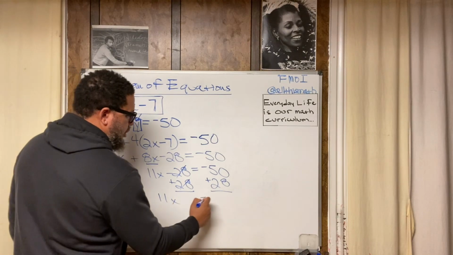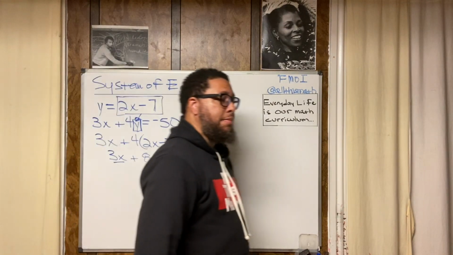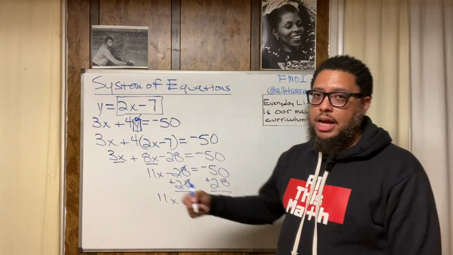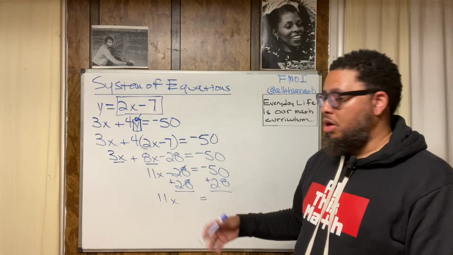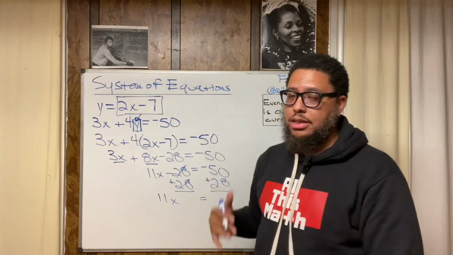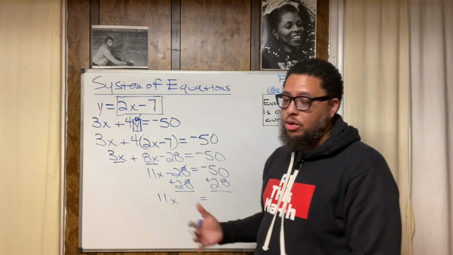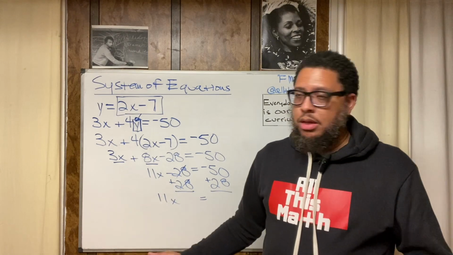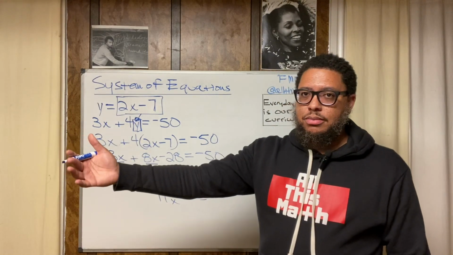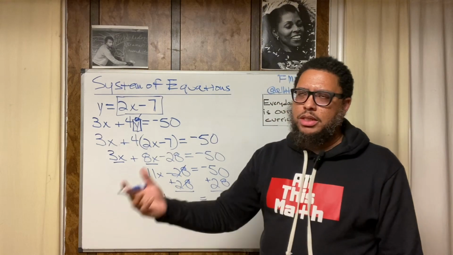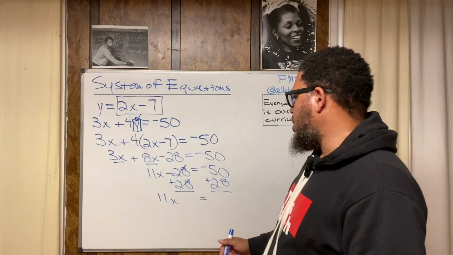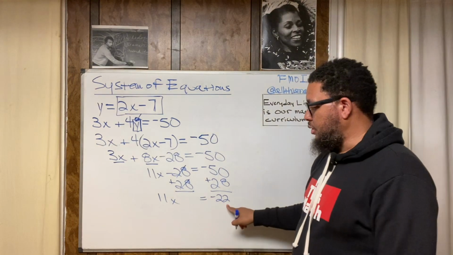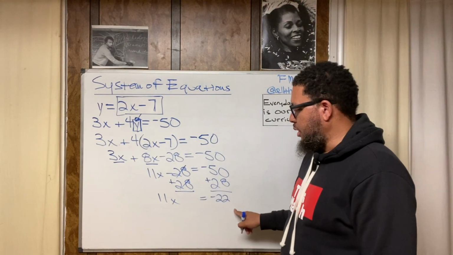Now I got 11x is equal to, what's negative 50 plus 28? So if I'm at negative 50, that means I owe somebody $50. And then let's say I find $28 in my room or in my car or whatever. And then I give that person the $28 because I owe him 50. So I'm like, yo, let me put something on that, right? So I give you $28. Now the question is, I'm still going to owe you money because I didn't pay you the whole 50. So how much do I still owe you? That means I'm going to owe $22. So that's negative 22. I got 11x equals negative 22.